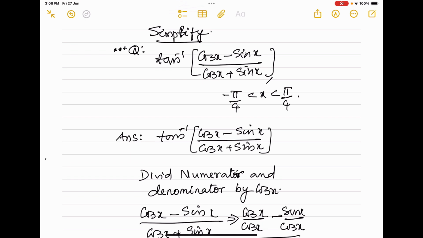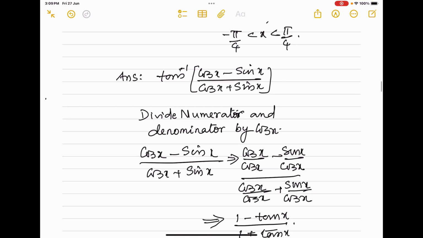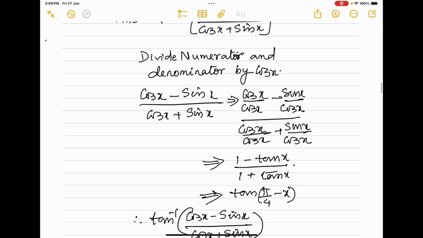Simplify tan inverse of cos x minus sin x by cos x plus sin x, where negative pi by 4 is less than x less than pi by 4. Divide numerator and denominator by cos x. That is cos x minus sin x by cos x plus sin x implies cos x by cos x minus sin x by cos x, by cos x by cos x plus sin x by cos x. That implies 1 minus tan x by 1 plus tan x.